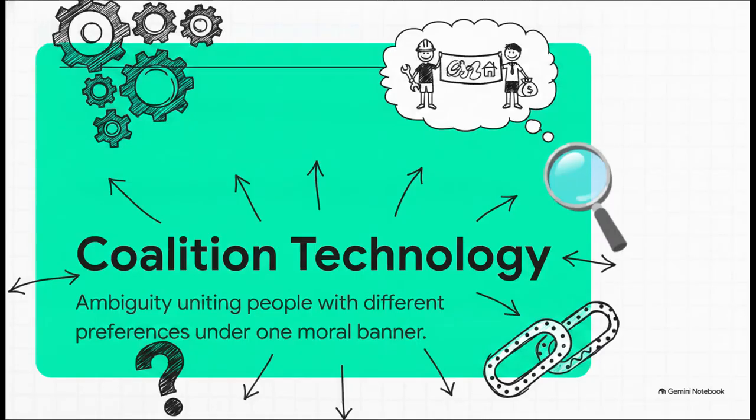This whole dynamic is made possible by something called coalition technology. Phrases like bring manufacturing back or affordable housing are brilliant coalition technologies. They allow people with wildly different ideas about how to actually run the government to stand united under the exact same moral banner. The ambiguity is literally the glue. The broad aspiration holds the coalition together strictly because it postpones that messy, divisive argument about the actual institutional means.